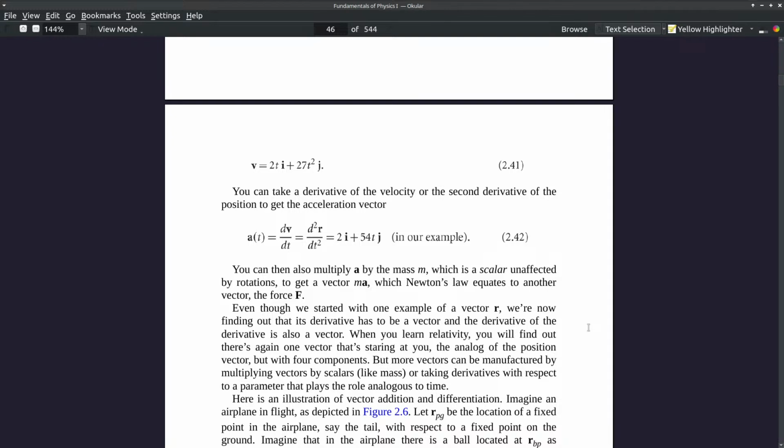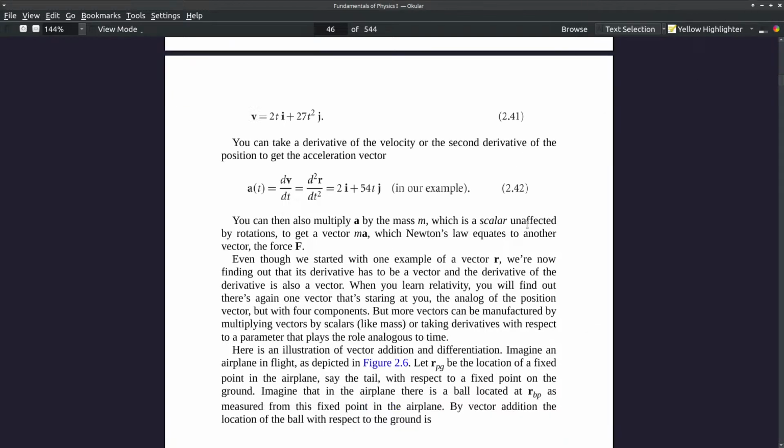Isn't that the actual indication of the second derivative, squaring the d? Okay, so the derivative of the velocity, or the second derivative of the position, gives the acceleration vector. We're taking the derivative of the velocity with respect to time. We're taking the second derivative of the position to get the acceleration vector. That's going to equal 2i plus 54tj.